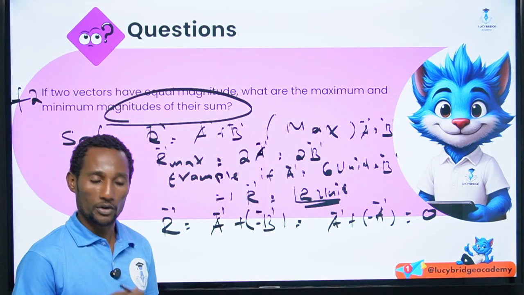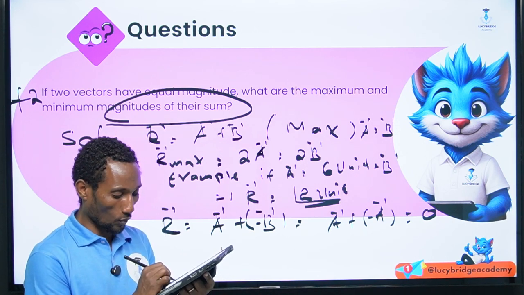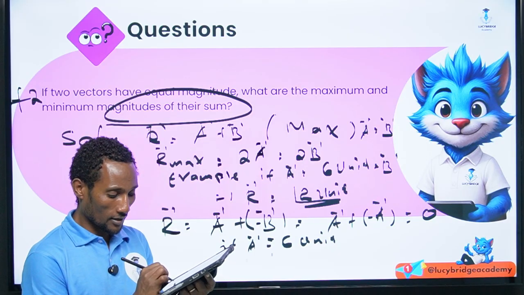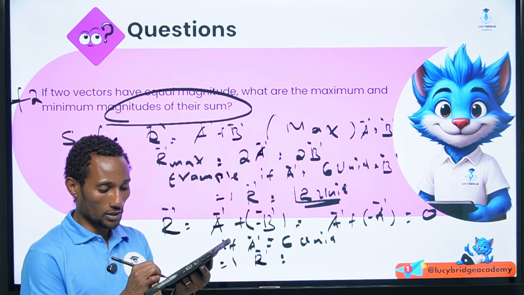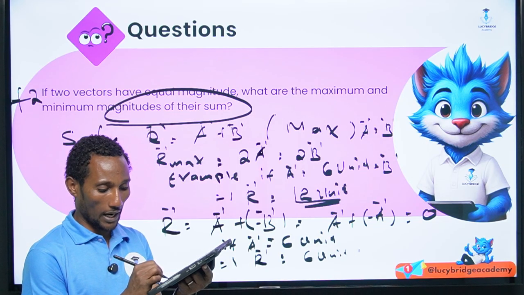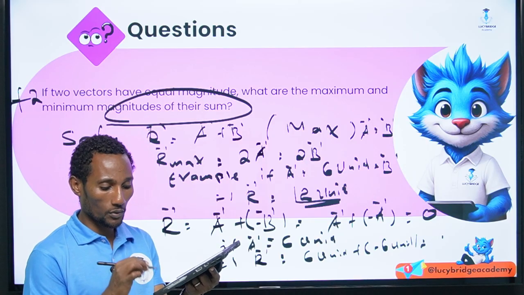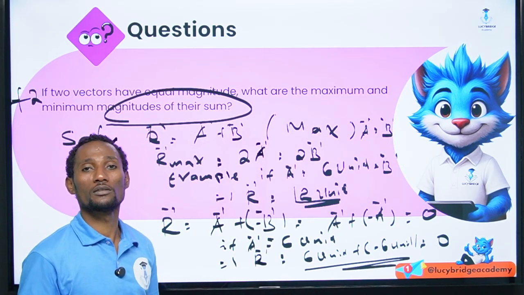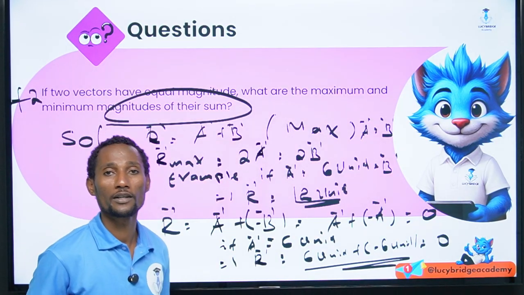Just the same way as the first that we did, if A equals 6 units, then the resultant of 6 units plus minus 6 units is 0. That means adding two opposite vectors of equal magnitude.